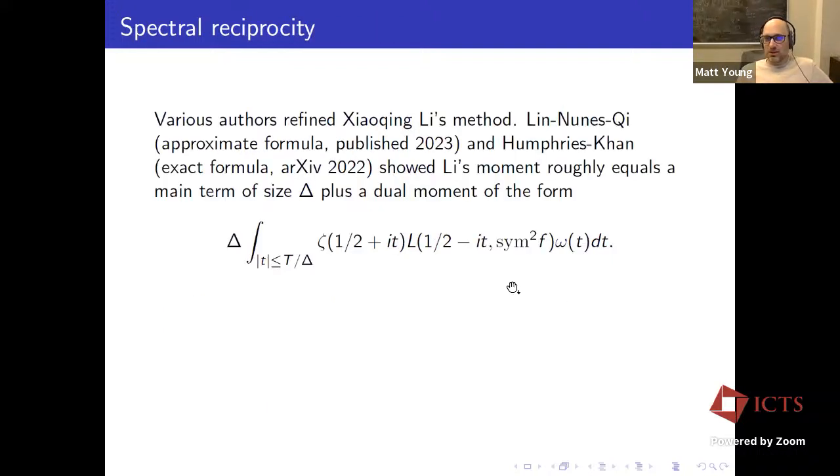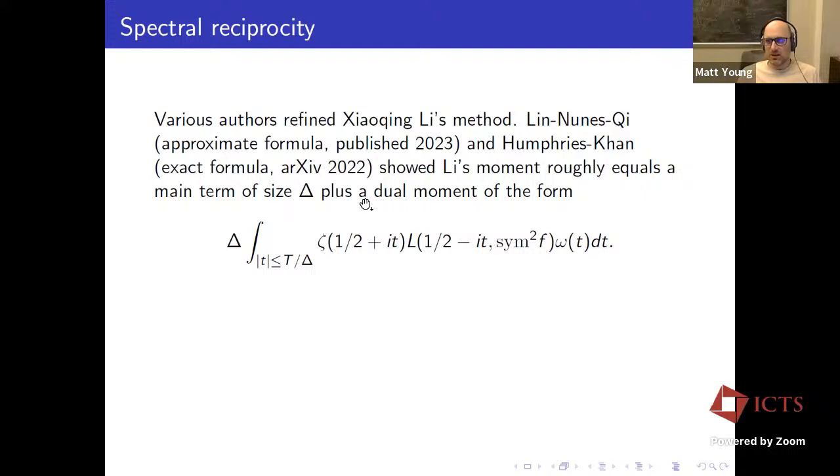Various other authors subsequent to Xiaoqing Li have refined her method. The current state of the art is two papers I should mention. There's a paper by Lin, Nunes, and Qi. This was kind of an approximate version of the formula. And then there's a paper by Humphries and Khan that got an exact formula. Basically these say that if you take Li's moment, then there's a main term of size delta. It's kind of like your diagonal term.